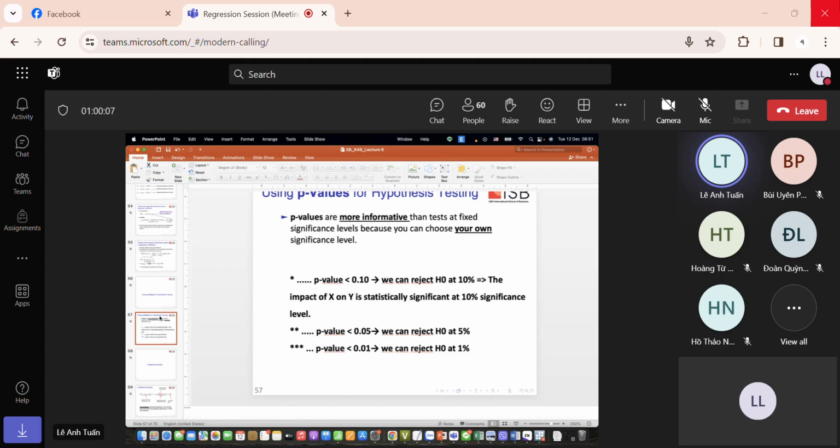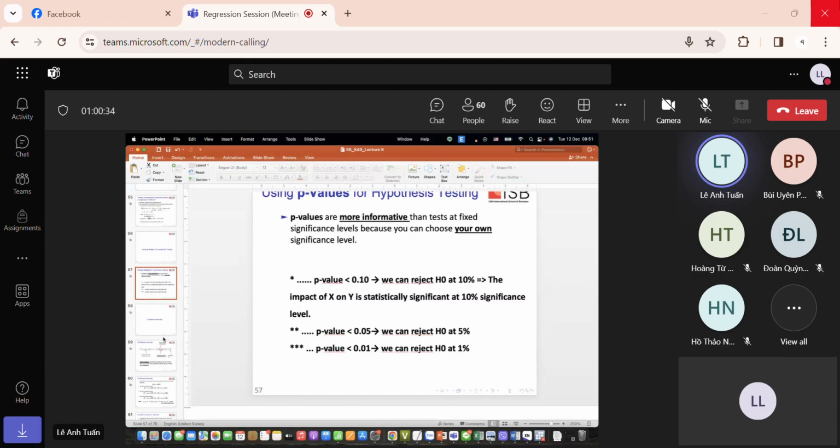I introduced two lectures for the regression session because it is one important session after the midterm exam. So at least you need to know how to interpret the coefficient and how to test the significance of the coefficient.